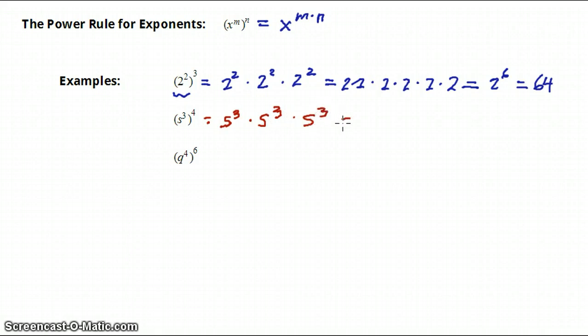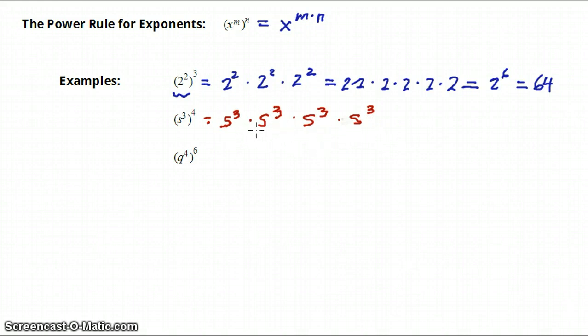Oh, sorry, I need one more s to the third in there, don't I? I'll get rid of that equal sign, go back over here, and add one more s to the third. So s to the third times s to the third times s to the third times s to the third would be s to the third to the fourth.